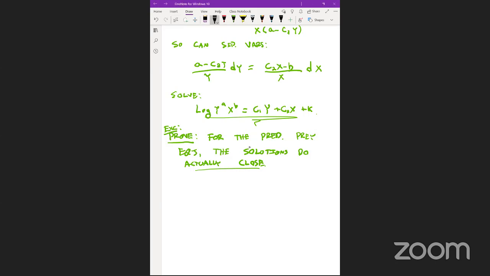So let's use them for something. If I'd had a little bit more time, I would have built this out to actually have the nullclines labeled and everything, like I did for the previous example.